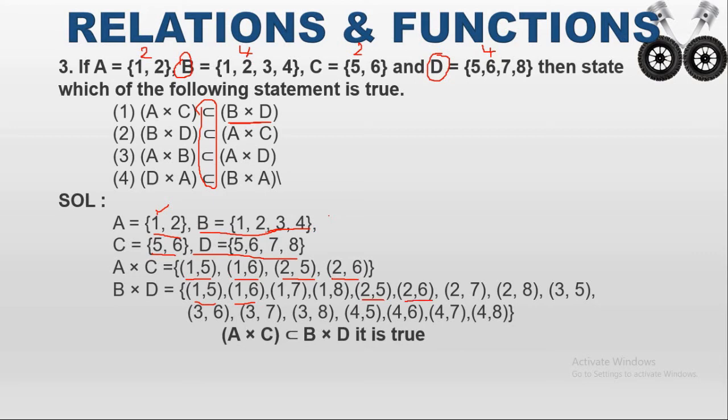So whatever elements are presented in A cross C are contained in B cross D with some more elements. So we can say A cross C is a subset of B cross D. That means the smallest set is A cross C, and the biggest set is B cross D. So which statement is true? Statement 1 is true. So option 1 is true.